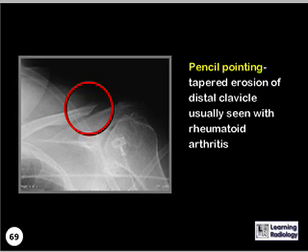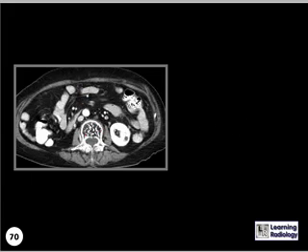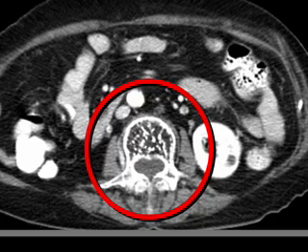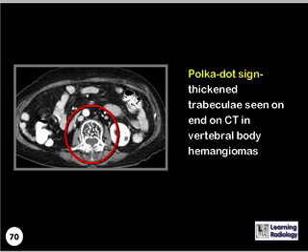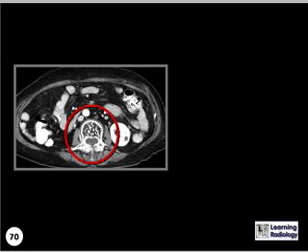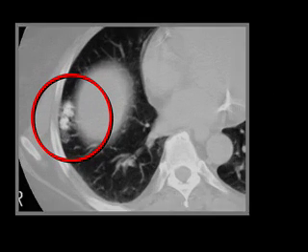This is pencil pointing, which is the tapered erosion of the distal clavicle, usually seen with rheumatoid arthritis. What sign is this? This is the polka dot sign, which are the thickened trabeculae seen on end on CT in vertebral body hemangiomas. What appearance is depicted here?